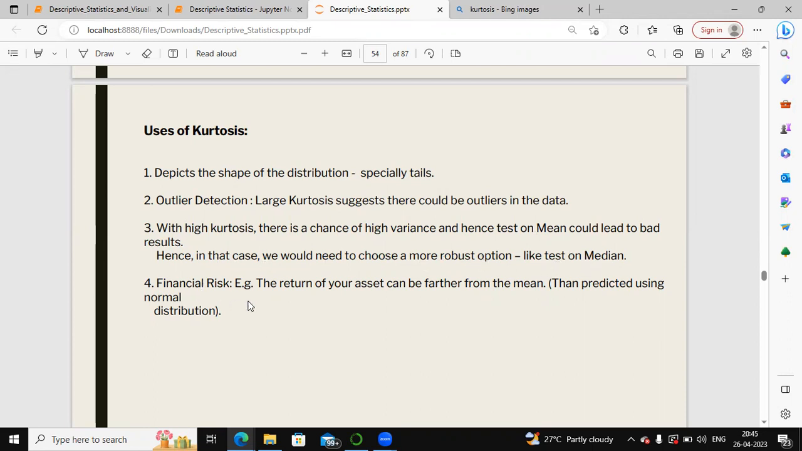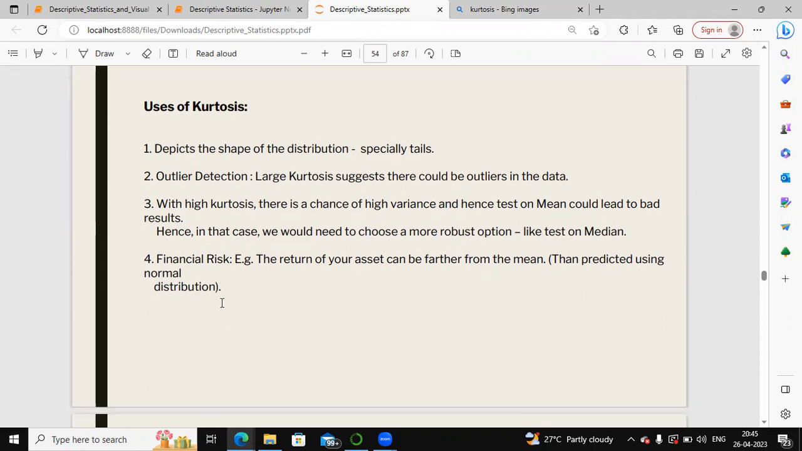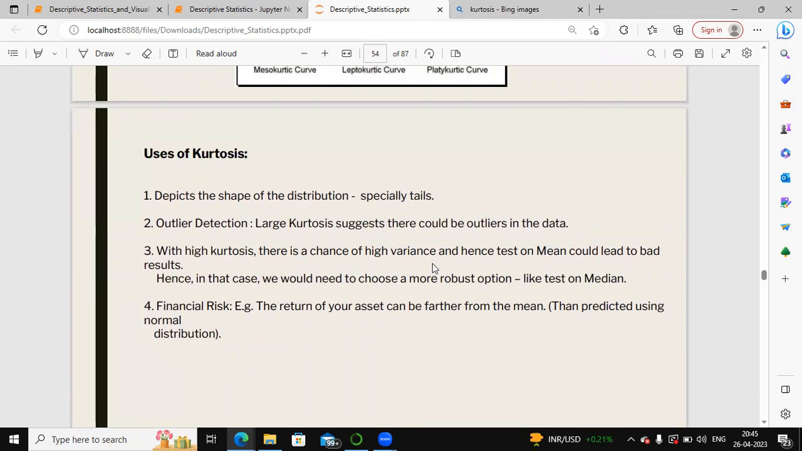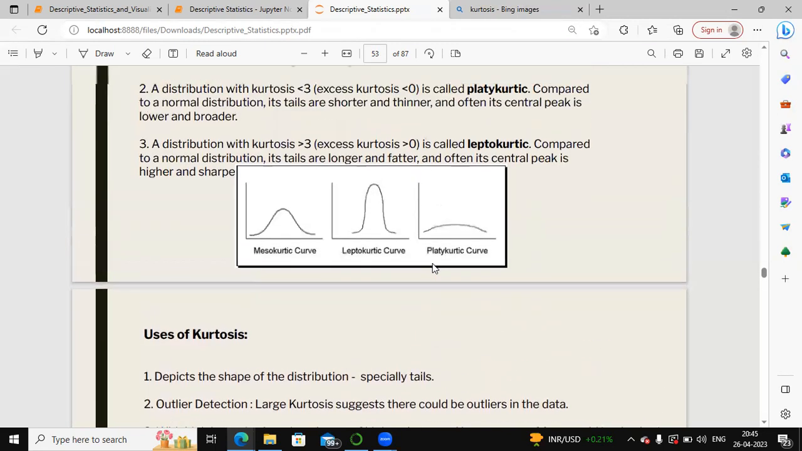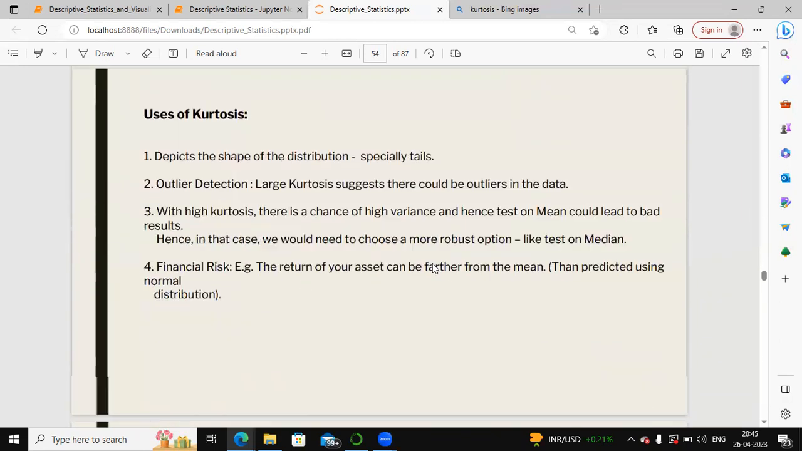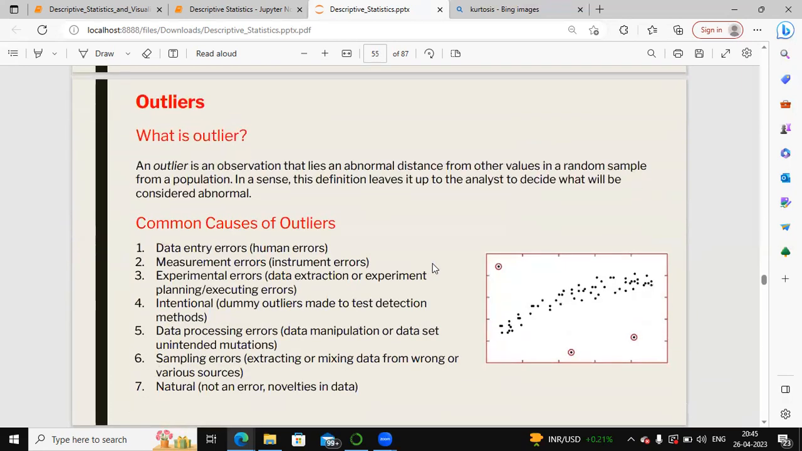Financial risk: the return of your asset can be farther from the mean than predicted using the normal distribution. That's what I'm saying. If you have outliers in your data, then you should be considering the median, not the mean value, because the mean is going to give bad results with the presence of high outliers. So let's come to outliers.